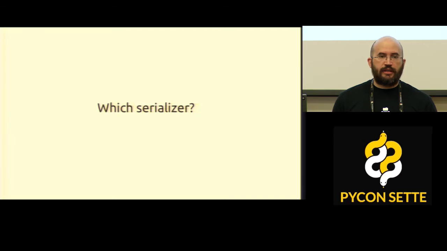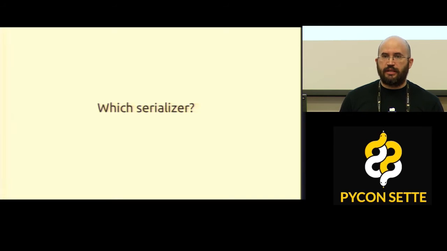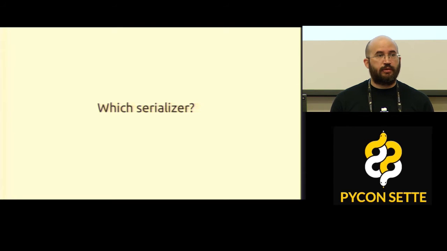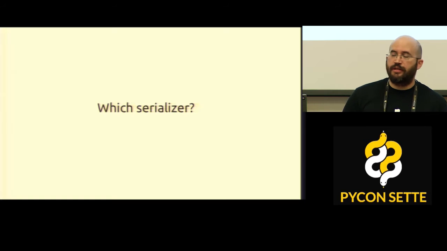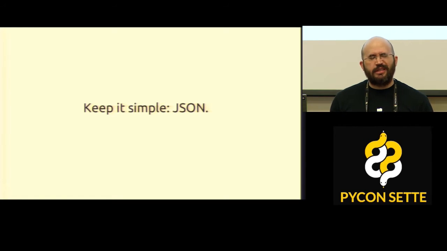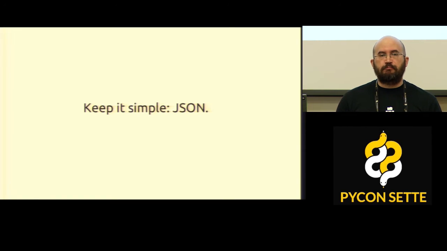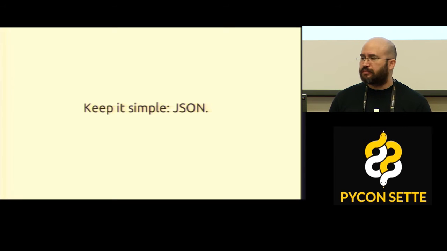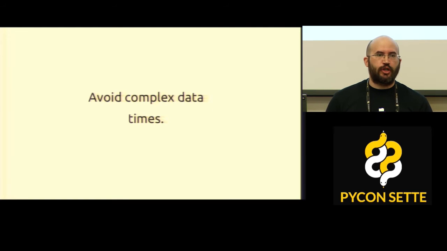How do you serialize stuff to send into Celery tasks? Celery actually supports quite a few simple and sophisticated serializers. My recommendation, from what we've seen in production: stick to the basics. JSON is very fast, it's very well supported in Python, and it's very simple to debug. And at all costs, don't send complex data types, especially dates.